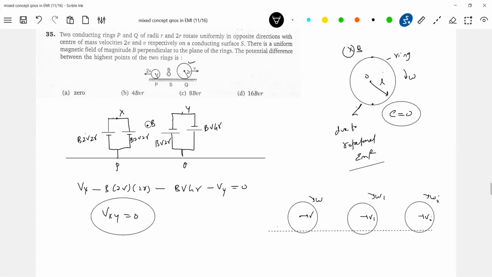V equal to R omega, V1 greater than R omega, V2 less than R omega. Forward slipping, backward slipping, pure rolling. And B bar is everywhere into the plane. What about EMF induced in all three rings? About what point? About points X and Y.